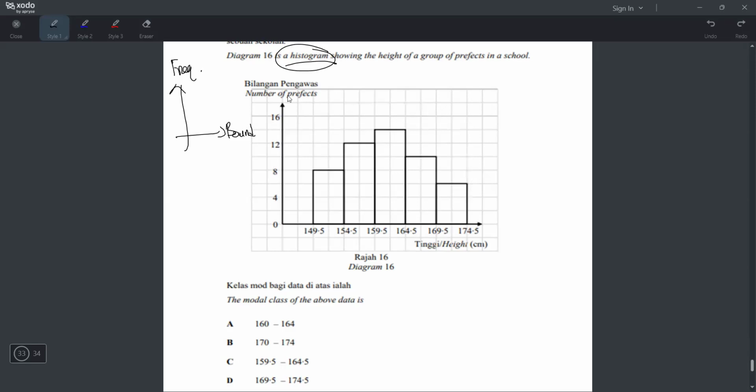We have to convert it back into a table. Okay, why do we have to convert it back into a table? Because they ask for the modal class. Modal class means you have to take the class with the highest frequency. Modal class means the class with the highest frequency.